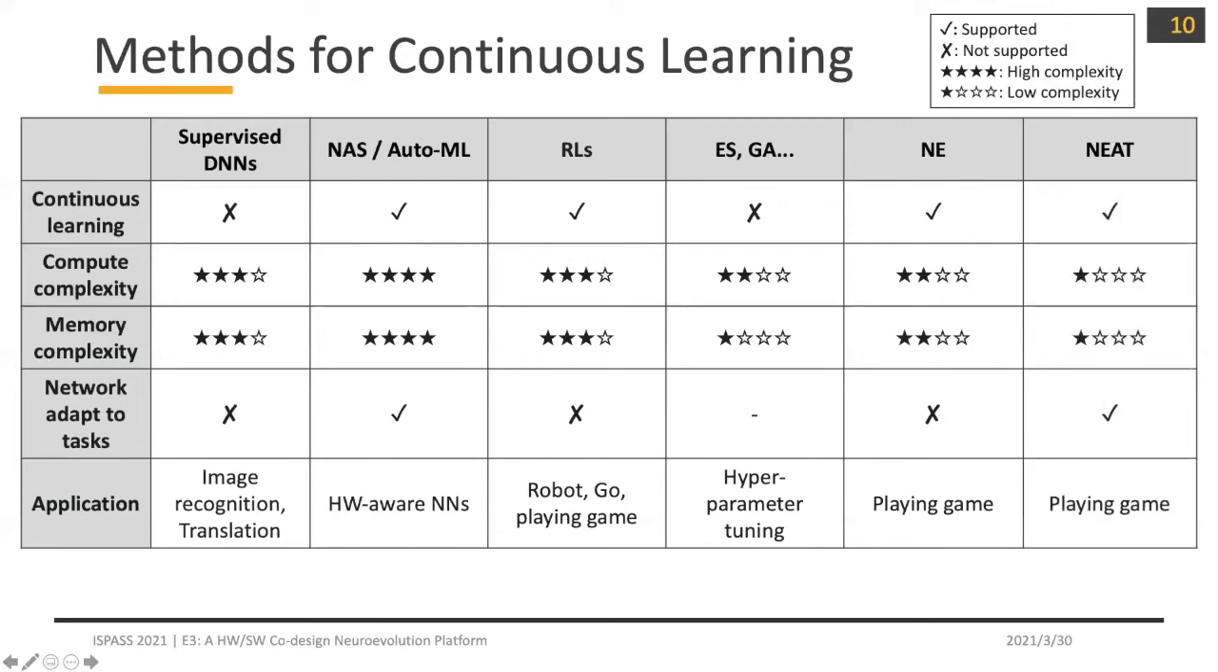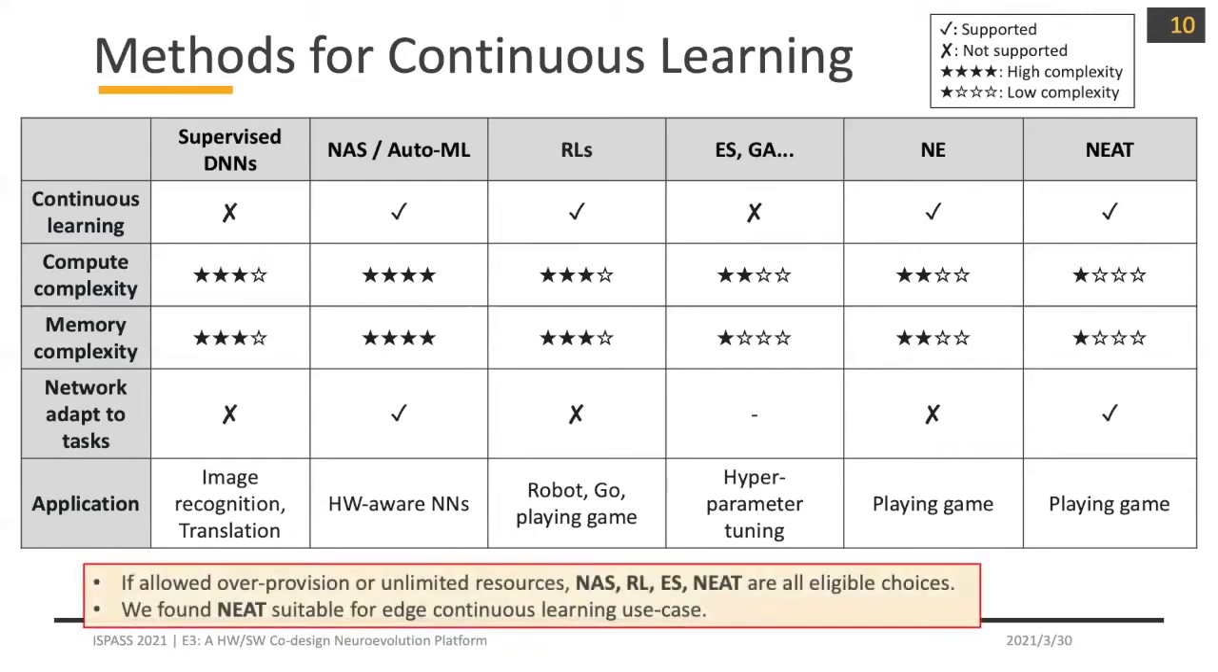A variant of neuroevolution, NEAT, features a network that can adapt to the task, so it can do continuous learning and can potentially avoid over-provisioning the network complexity. So to be clear, if we allow over-provision of unlimited resources, RL, ES, and NEAT are all eligible choices for continuous learning. And we found NEAT suitable for the edge continuous learning use case.